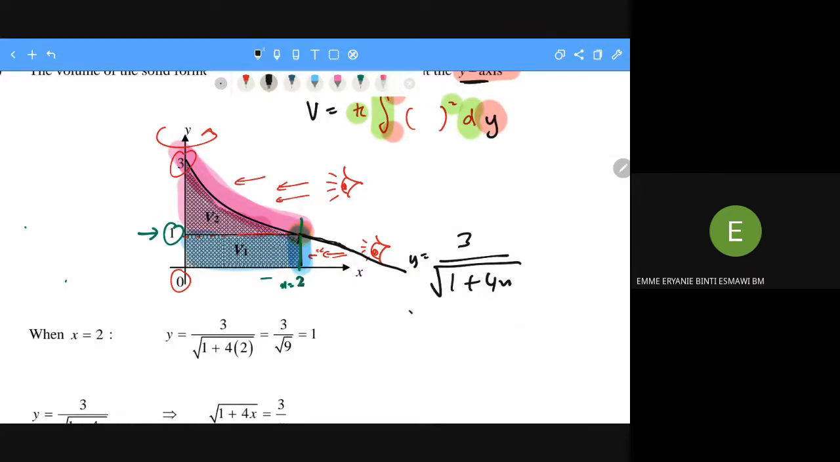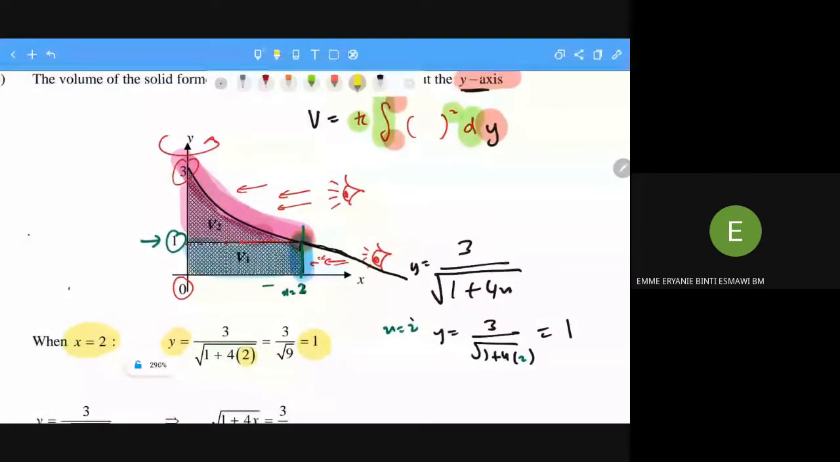Sorry for the delay. Alright, so to find the intersection point tadi, we know that the x is equal to 2 there. So we just have to substitute 2 inside this equation, yang y equal to 3/1 plus 4. Just substitute 2 inside. And then you will find that the value of y when x is equal to 2 is 1. Okay, barulah kita dapat 1 dekat situ. So this is how you find that 1. Okay, so dah dapat 1 dekat situ, kita tahu kita kena pecahkan dekat 1 ini.